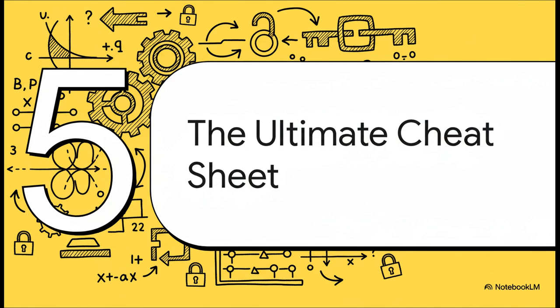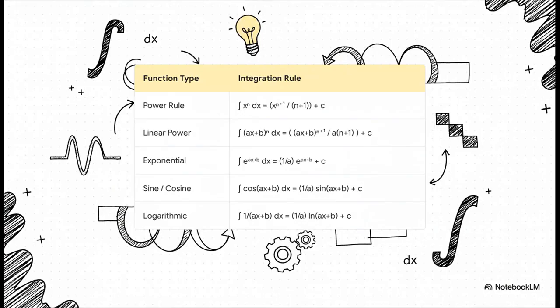Phew, that was a lot of new tools for our kit, right? So let's do something useful. Let's bring them all together into one master key. Basically, a cheat sheet that summarizes everything we need to solve these integration puzzles. And there you have it, your complete integration toolkit all in one place. We've got our workhorse, the power rule. We've got its cousin, the rule for linear forms. And we have our special tools for exponentials, for trig functions, and for logarithms. This right here is the core takeaway. Everything you need to get started reversing the process and finding that original function.